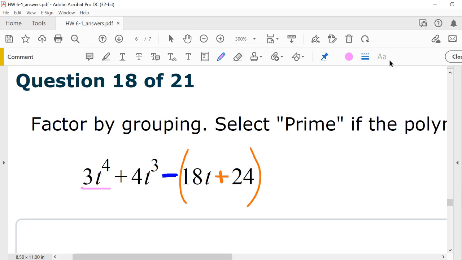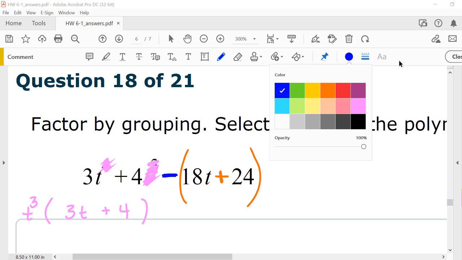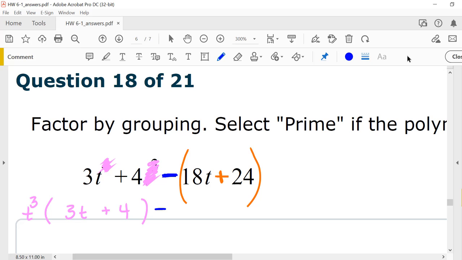All right, the first two terms, what's in common? I see a t to the fourth and a t cubed, so I'm going to pull out t cubed. What's left? 4 minus 3 is 1. T cubed is gone, so what's left is 3t plus 4. Okay, then I have minus.